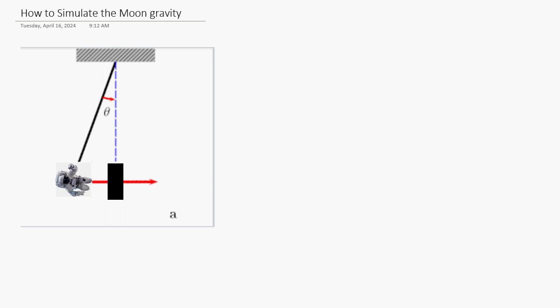The difference between Earth and Moon: Earth has a gravity g, and the Moon is 1/6 of g. And what g is 9.82 meter per second square. Right, so this is the acceleration, and Moon has 1/6 of gravity. How do we make that?